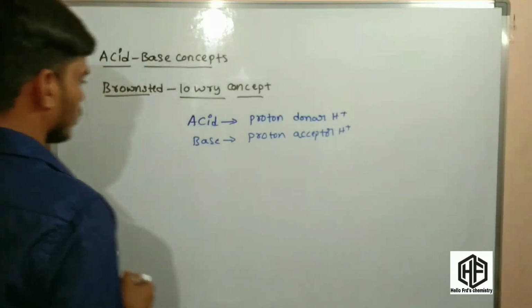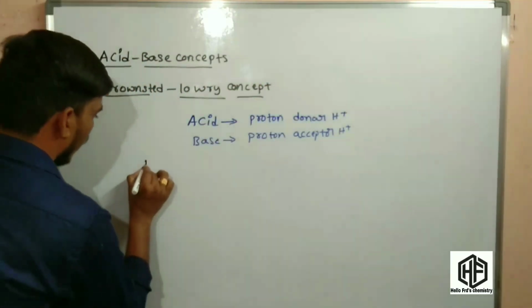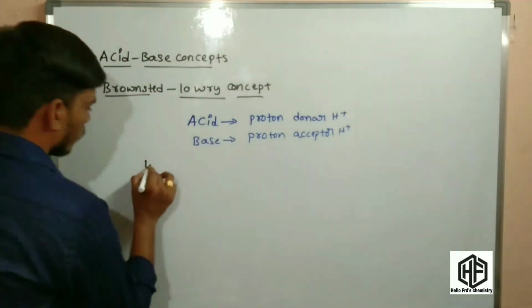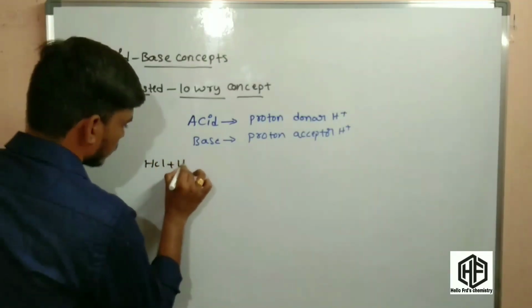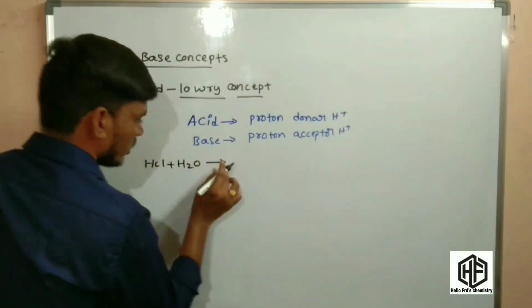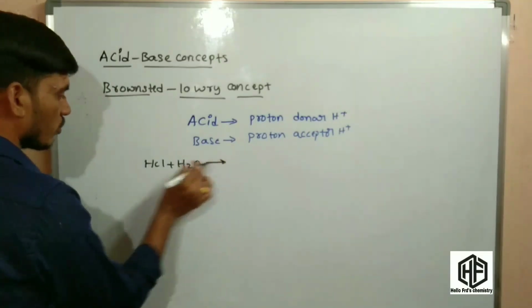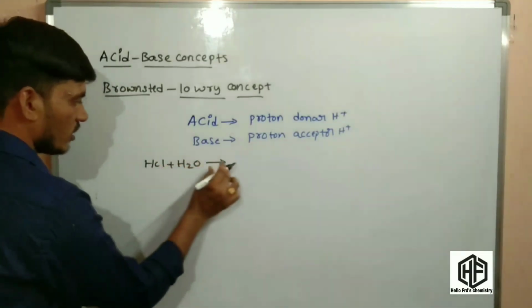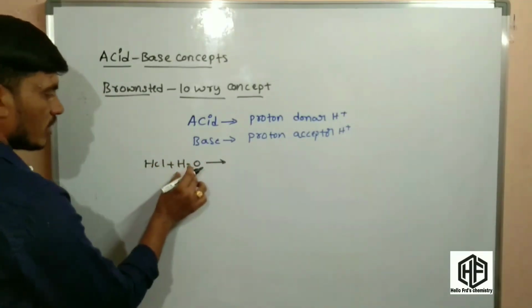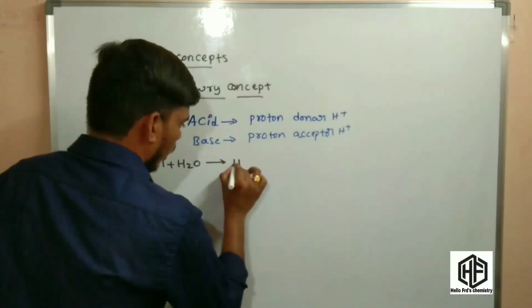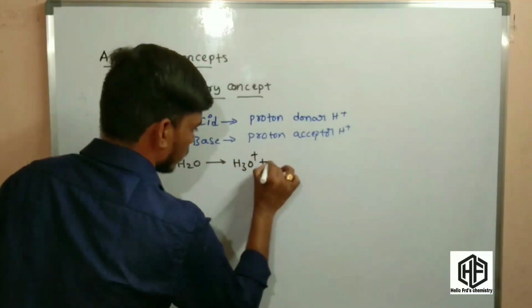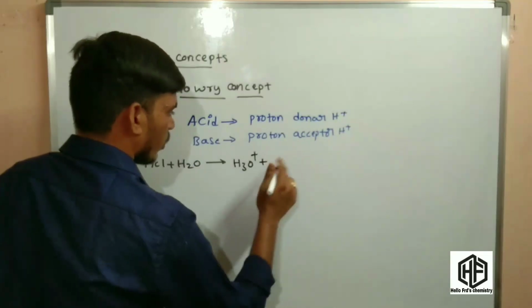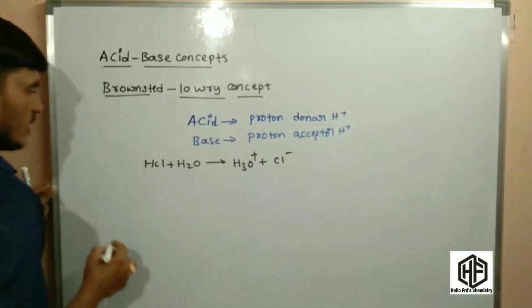Now one more example is present. The first example is HCl plus H2O gives. This symbol is present because these are strong electrolytes. HCl plus H2O gives H3O plus and Cl minus.